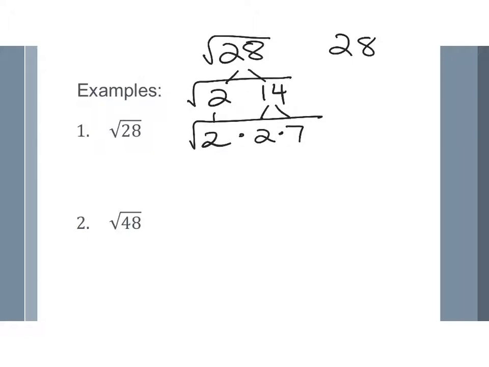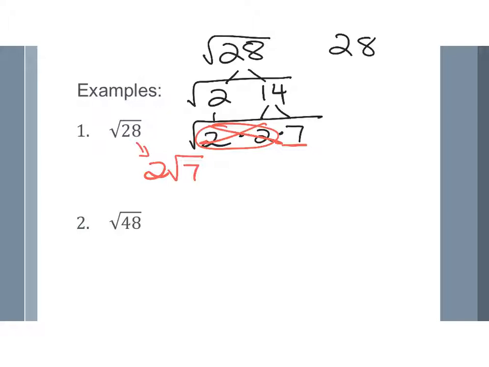Now, once you break your number down to prime numbers, we look to make pairs. So notice you have a pair of 2's. When you make a pair of numbers, that is actually a perfect square because 2 times 2 is 4, and the square root of 4 is 2. So when you make a pair of numbers, you pull them out, and only one number comes out of the square root because 2 times 2 is 4, square root of 4 is 2. The 7 doesn't have anybody to pair up with, so that number stays under the radical. And that would be the square root of 28 in simplest radical form.